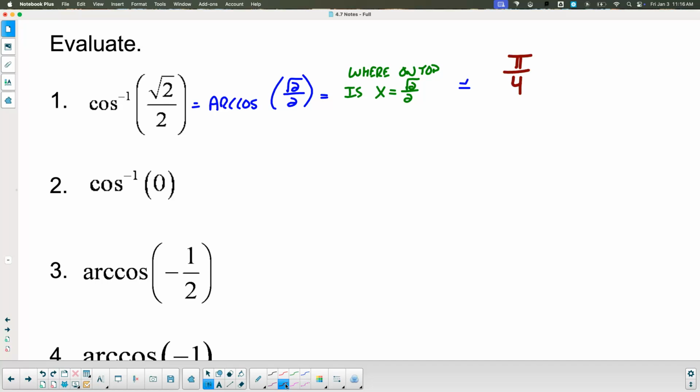Now, unlike sine, cosine is nice because whatever it is on the unit circle, that's what it is. You don't have to worry about negative angles. Okay? It's just whatever it is. Okay? Inverse cosine of 0, same as arc cosine of 0, where on the top half is cosine 0? Pi over 2. Okay?